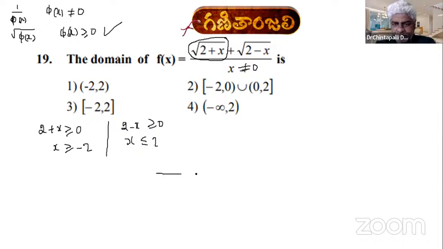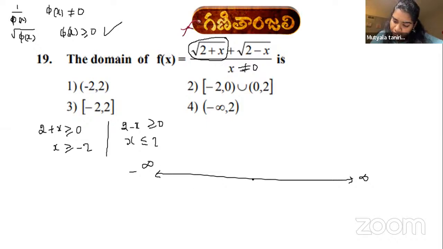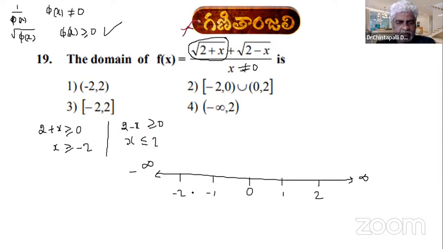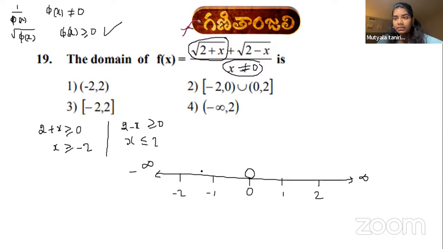Take a number line. 0. Keep in your mind that 0 is excluded from the final answer. So 0 must not be there. Yes, sir. Next part, greater than minus 2. Minus 2 included, right? Yes. That's why at minus 2 it is solid.